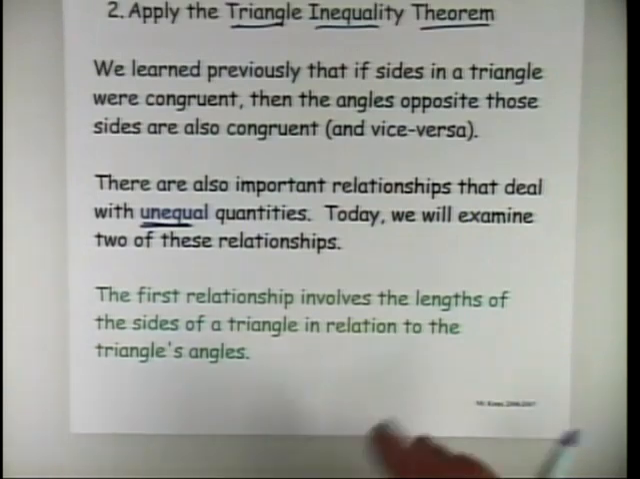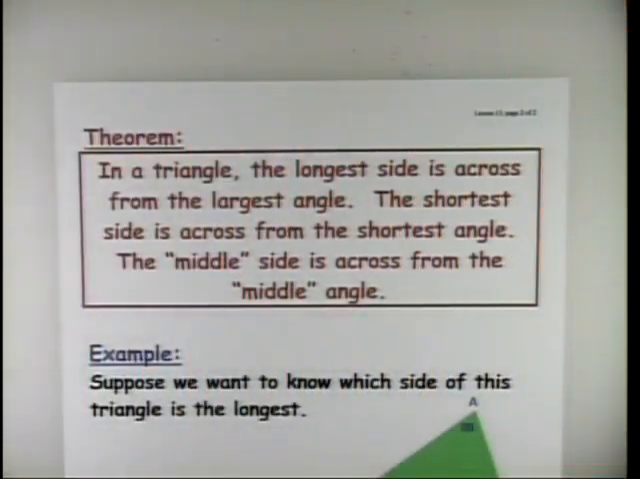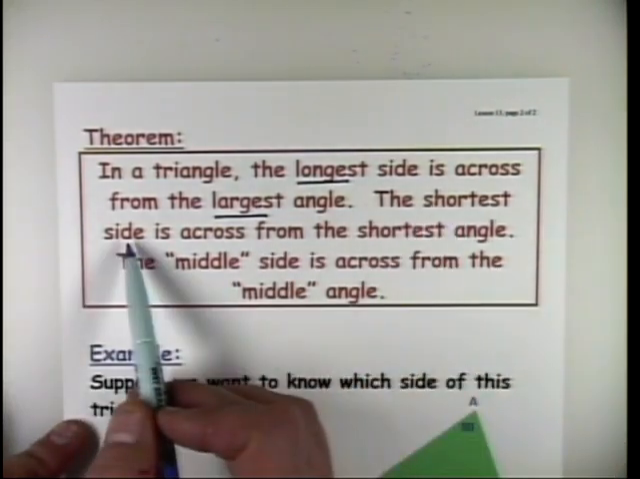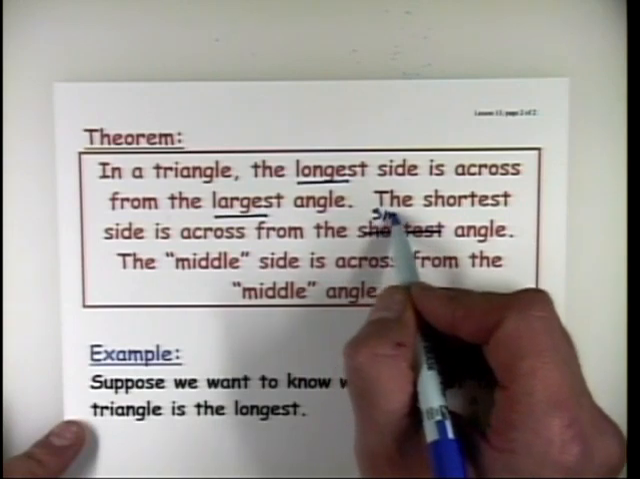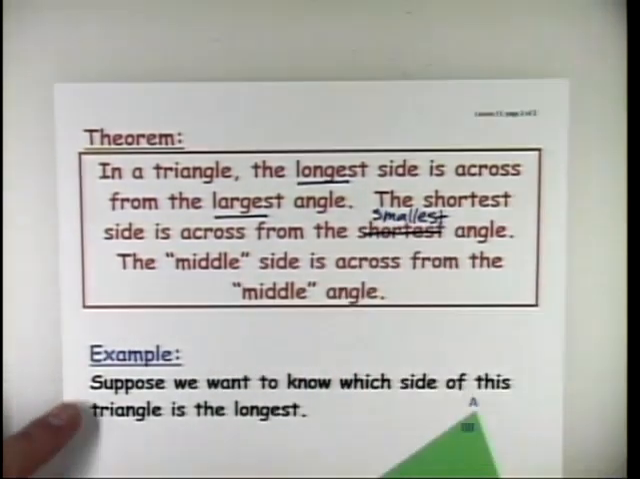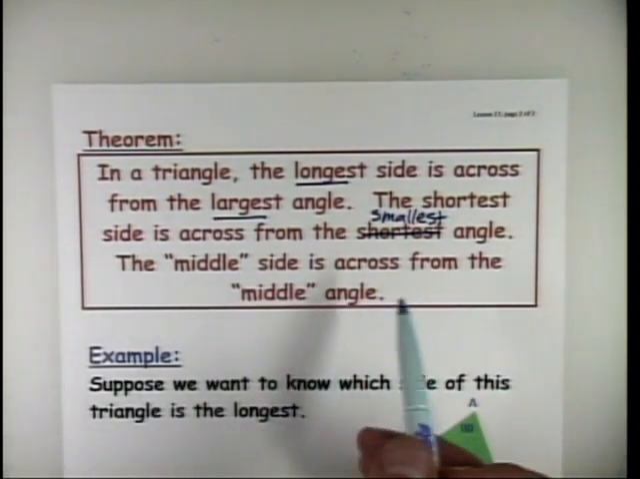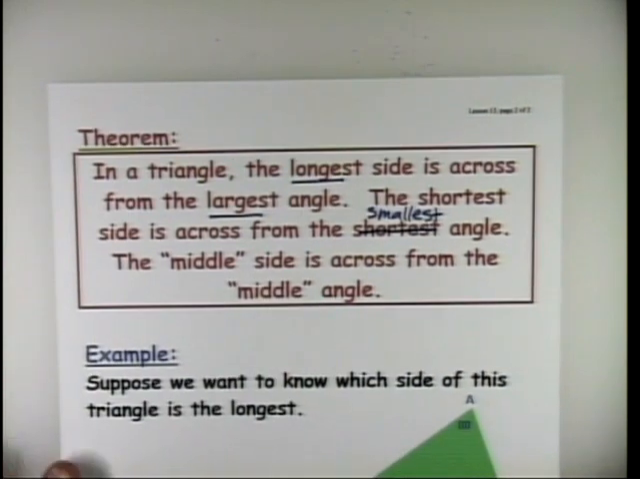Okay? So, here is the all-important theorem. Here's what it says. In a triangle, triangles again today, the longest side is across from the largest angle. The shortest side is across from the shortest, that's probably not the best word. How about the smallest is a better word? The shortest side is across from the smallest angle, and the middle or medium side is across from the middle or medium angle. So there's a correspondence between the relative sizes of an angle and the size of the side opposite it. Okay? Now let me show you how to use that theorem.